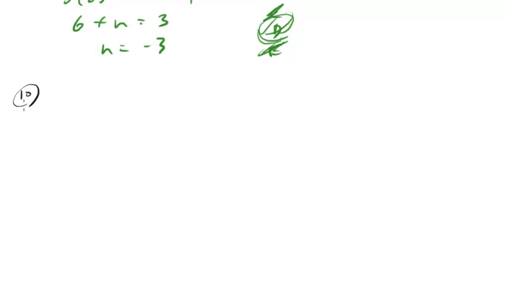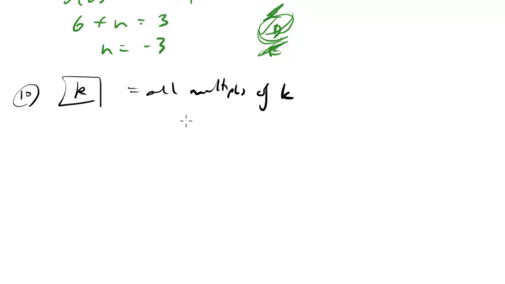10. If k is a positive integer, let k box be defined as all the multiples of k. So all the multiples of k. All the numbers in which of the following sets are also in all three of the sets 2, 3, and 5. So they give us this. So how do we translate this?